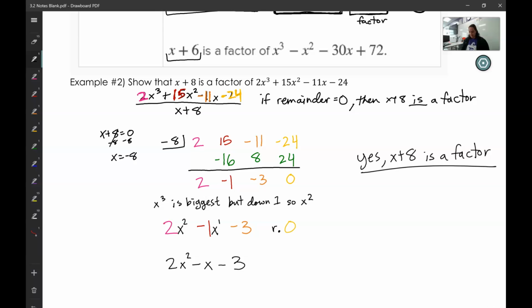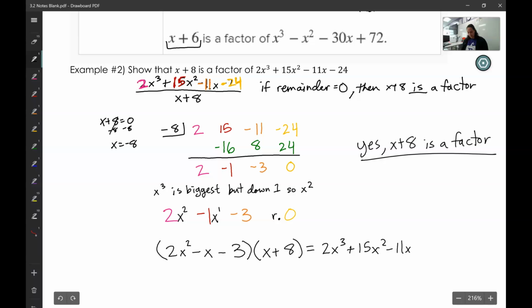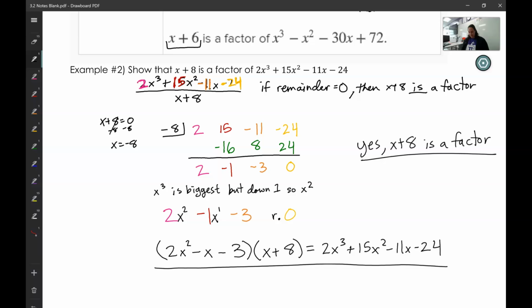Now another way to write this answer, if x plus 8 is a factor, that means I can take my answer, times it by my factor, and I would end up with the big equation I started with. So that's what that remainder theorem means. I have that remainder 0, so I can take my answer times my factor and get the original equation.